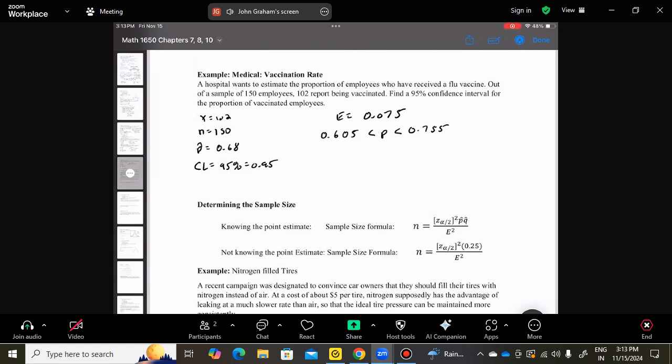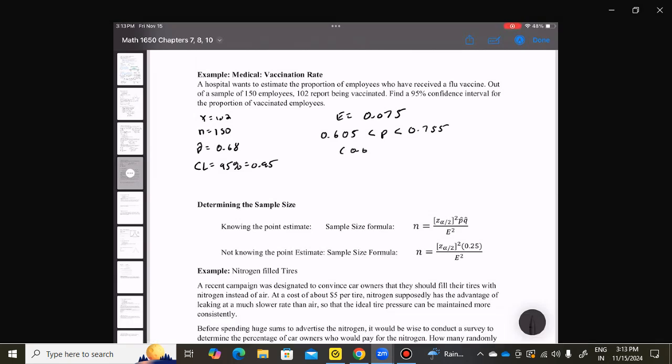Alright, so we can write this as 0.605 comma 0.755, or 0.68 plus or minus 0.075. So somewhere between about 60.5% and 75.5% is the true proportion of vaccinated employees.